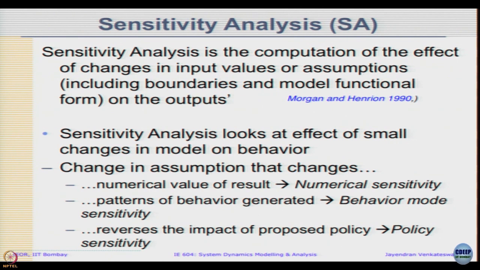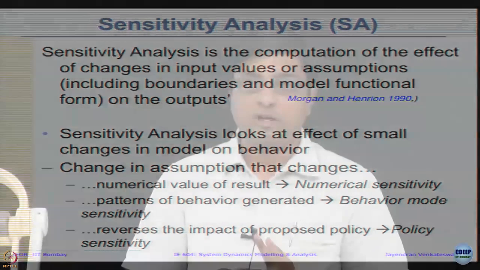So this is broadly what sensitivity analysis is going to do, and we will learn how to change one parameter at a time and see how we can document and compare the results to see what is more sensitive or less sensitive to the changes that we are seeing.